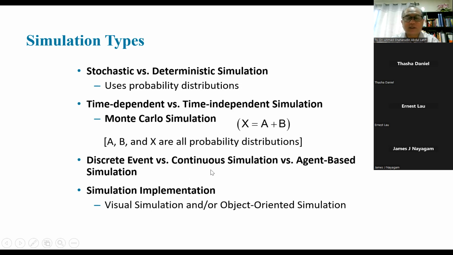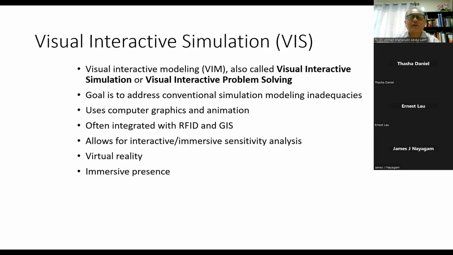And then you can have discrete event, or you can have continuous simulation, or you can have agent-based simulation. So the simulation can also be visual or object-oriented simulation. So this is visual interactive simulation. To address conventional simulation modeling, you use computer graphics and animation. You can integrate with radio frequency identification and geographical information systems. So you can simulate and you can interact with it, and you can see sensitivity analysis. You can have virtual reality, immersive presence. This is virtual interactive simulation.